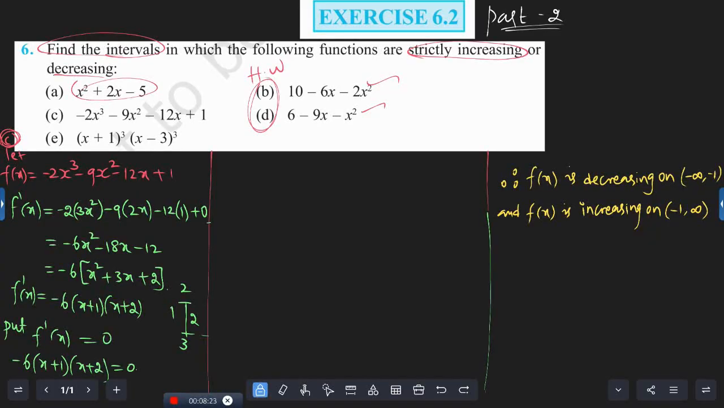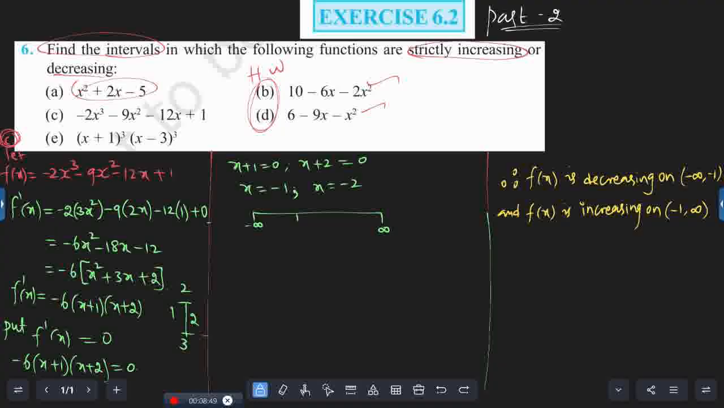Children, listen. Now minus 6, when you send it to the opposite side it will be 0 divided by anything, 0, leave it. So x plus 1 equal to 0 separately, and x plus 2 equal to 0. So x is equal to minus 1 and x is equal to minus 2. So this is minus infinity, plus infinity.